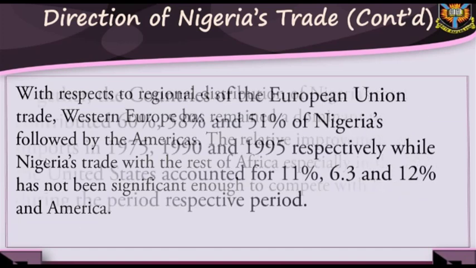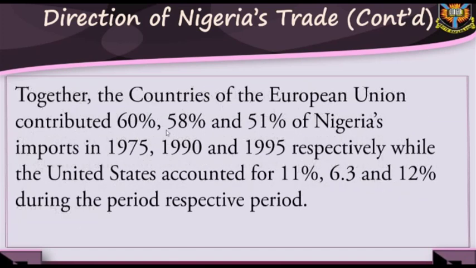Together, Europe and the United States accounted for 80%, 77%, and 73% of Nigeria's exports in 1971, 1980, and 1995 respectively, while exports to the rest of Africa stood at 22%, 3%, and 9.2% during those years. From the historical development of Nigeria, Nigeria's exports contrast sharply with the European Union's share.